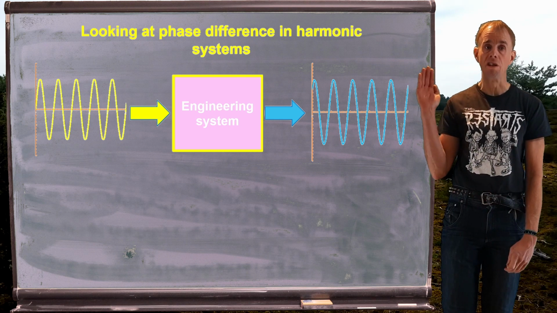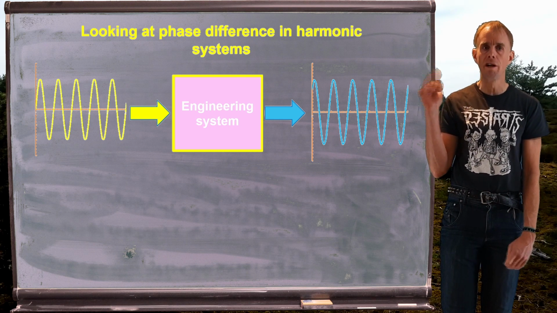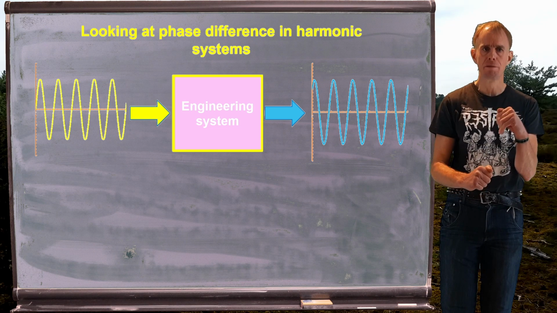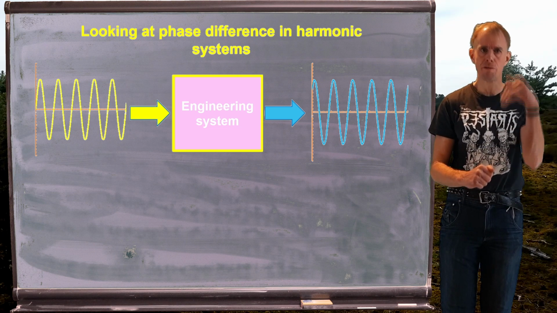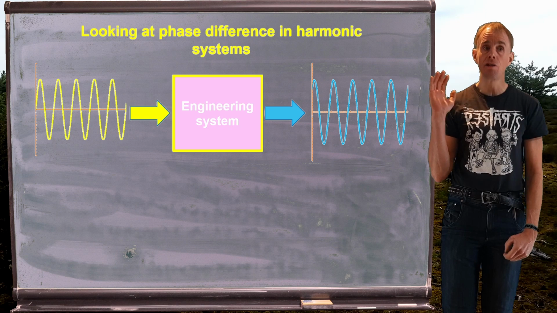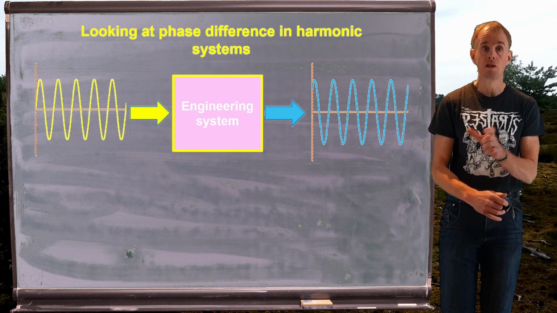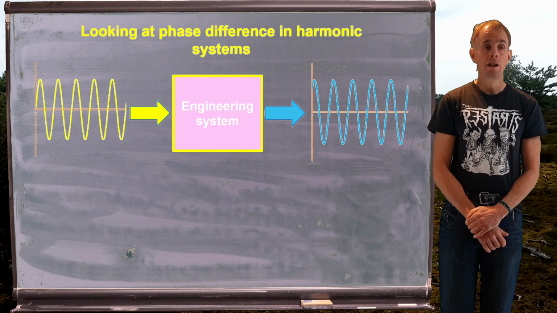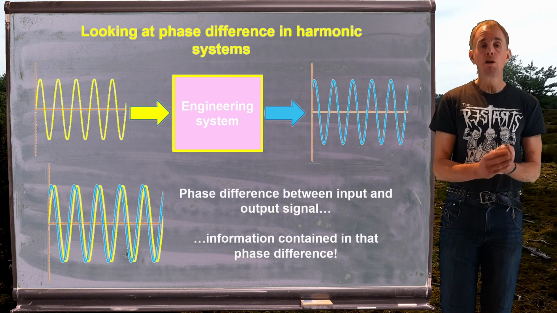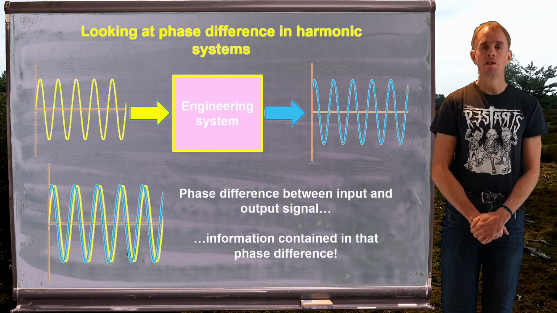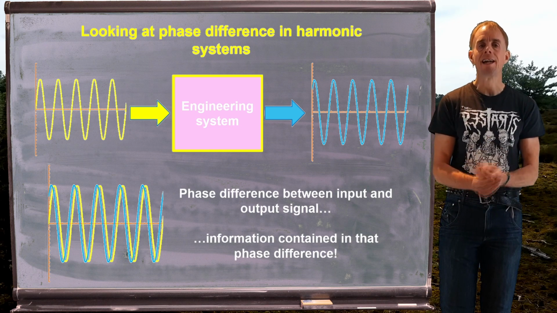If you look at the blue signal, you can see that at zero time, the amplitude is non-zero, so it's somewhere up near whatever full amplitude is. Whereas for the yellow signal, at zero time, we've got zero amplitude. So that's an example here of a phase lag. So very often, with these engineering systems, information is contained in that phase difference.